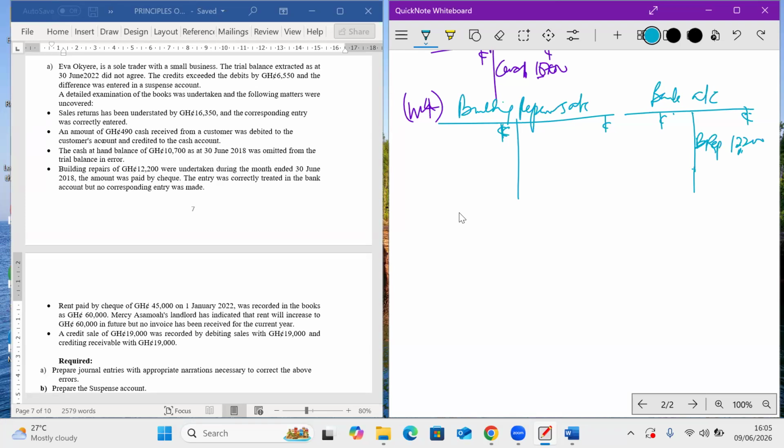Don't mention any account which is not here. There are two. From here, it will go there. From there, it will come here. That's how it is. So this is how it was done in the bank account.